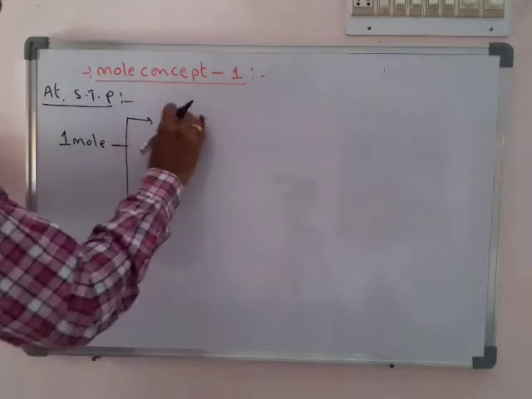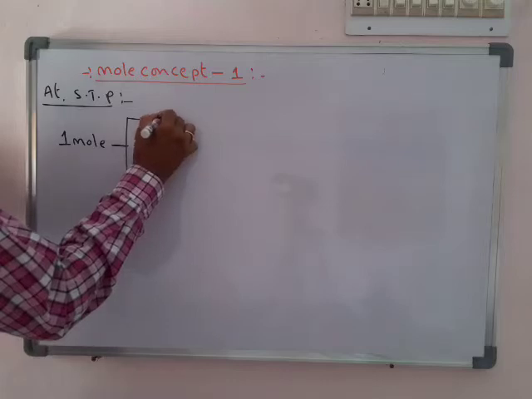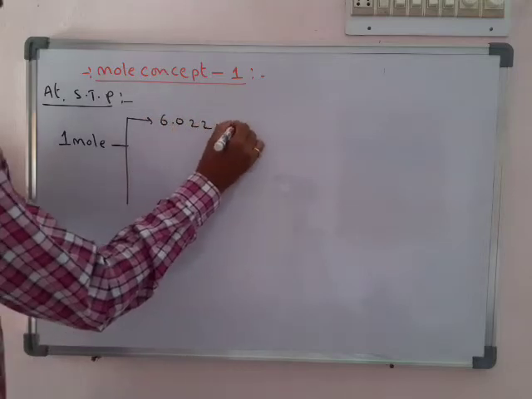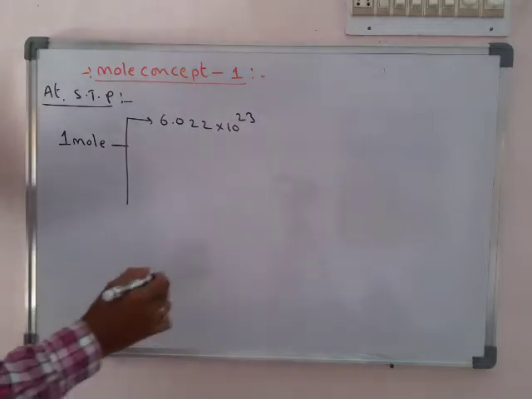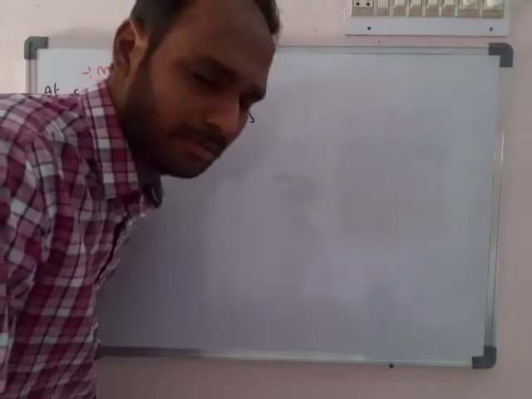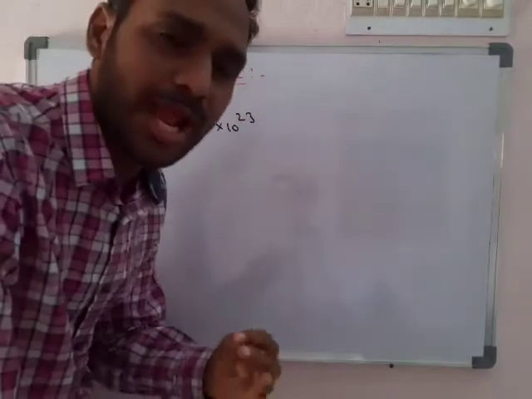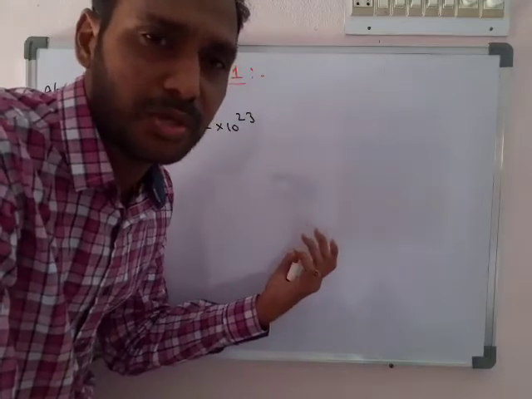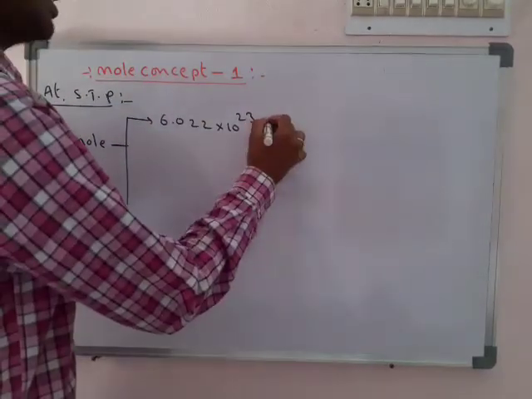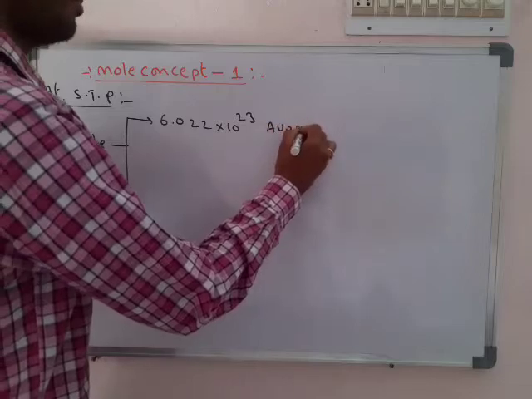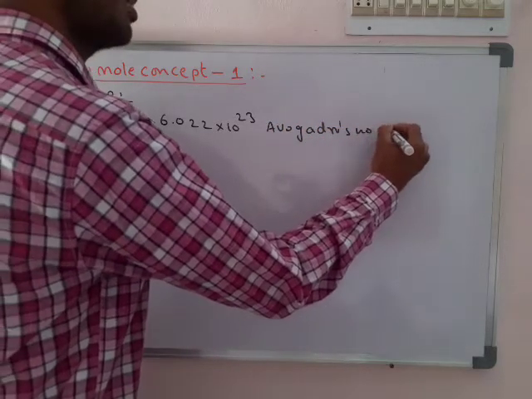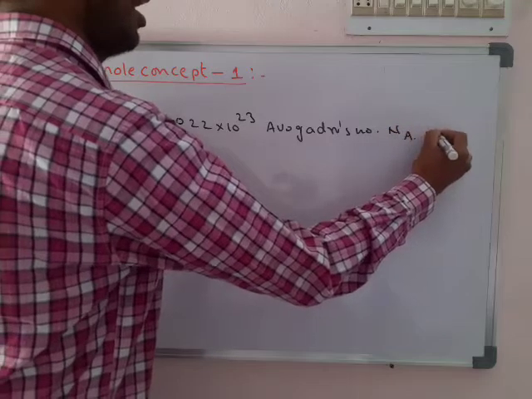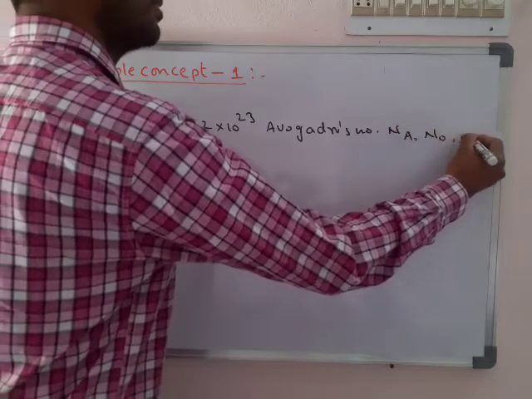Avogadro's number. 1 mole equals Avogadro number, that is 6.022 into 10 power 23. Okay, 1 mole atoms అయితే atoms, molecules అయితే molecules, whatever it is, it is known as Avogadro's number, Na or N0. Sometimes it is also given as N.